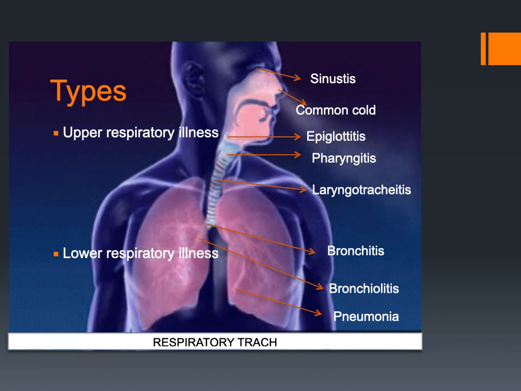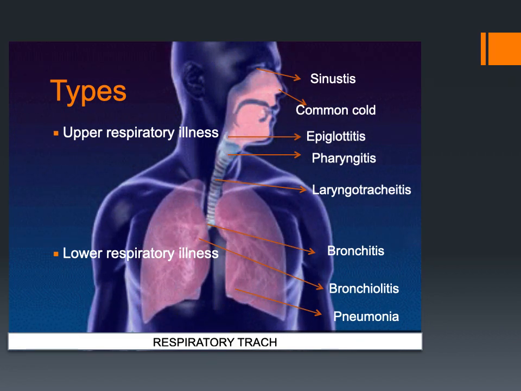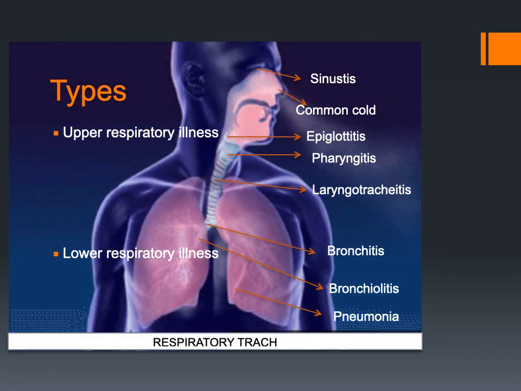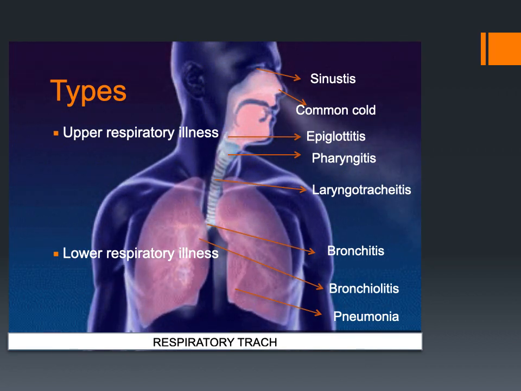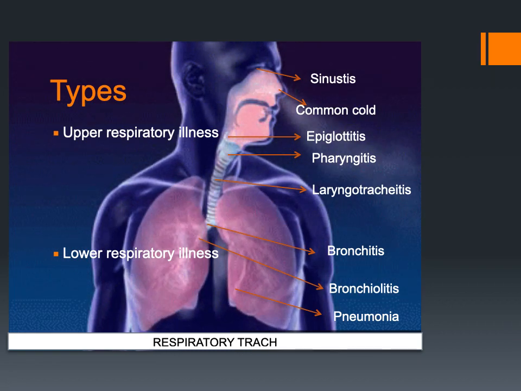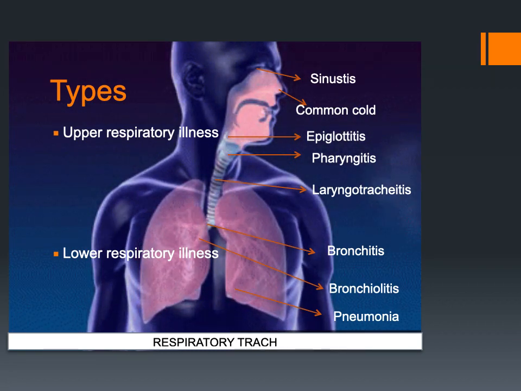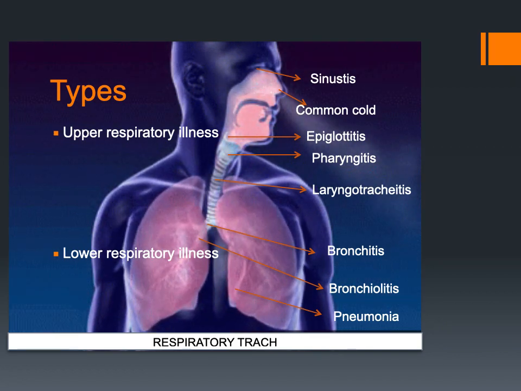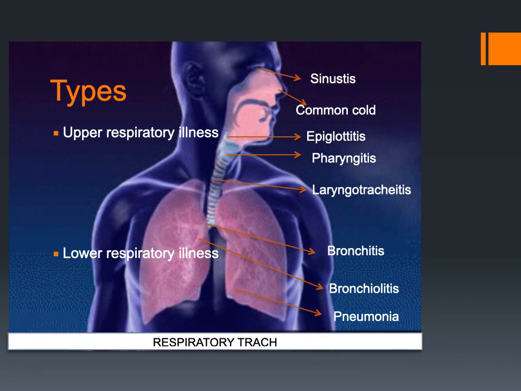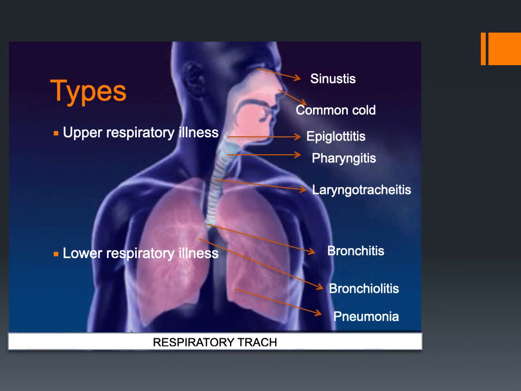Next, we are going to talk about the lower respiratory illness. So here, bronchitis, bronchiolitis, or pneumonia is there. What is bronchitis and bronchiolitis? Bronchitis is nothing but an inflammation in the lining of the bronchial area, and that is called bronchitis. If there is an inflammation in the bronchiolar region, it's called bronchiolitis.